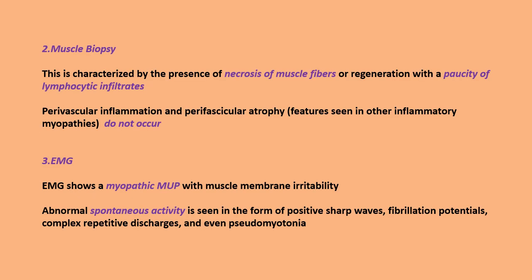Muscle biopsy. This is characterized by the presence of necrosis of muscle fibers or regeneration with the paucity of lymphocytic infiltrates. Perivascular inflammation and perivascular atrophy, which are features seen in other inflammatory myopathies, do not occur. EMG. EMG shows a myopathic motor unit potential with muscle membrane irritability. Abnormal spontaneous activity is seen in the form of positive sharp waves, fibrillation potentials, complex repetitive discharges, and even pseudomyotonia.